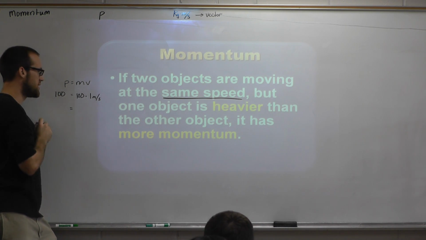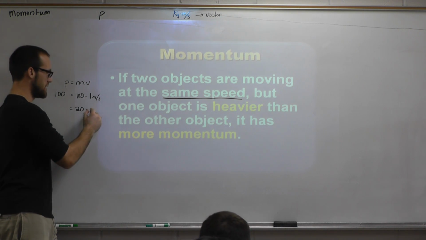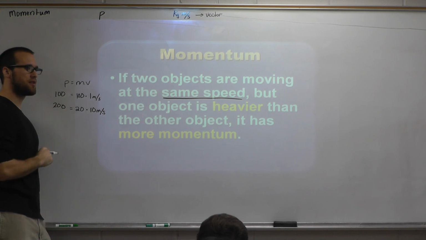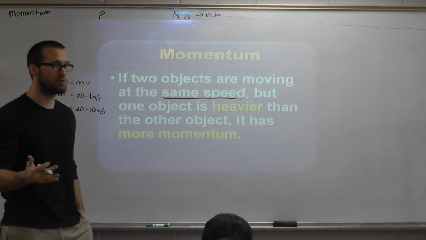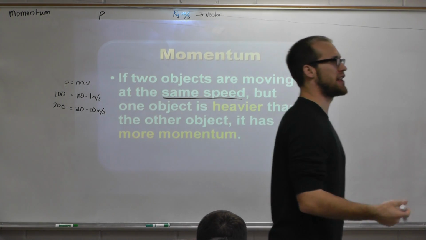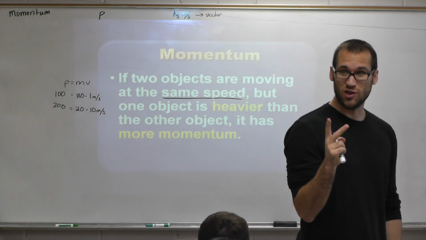Okay? Now, let's say that I have a 20 kilogram object, but it's moving at 10 meters per second. Its momentum is 200. So it is possible that you have a lighter object that could have more momentum than a heavier object, but in order for that to be true, it's got to be moving a lot faster. So it is a two-variable equation.